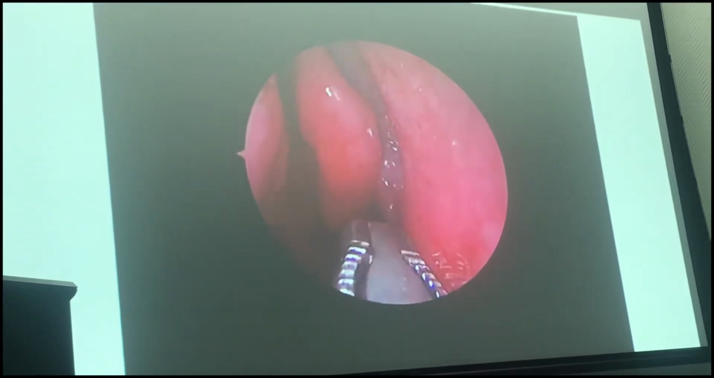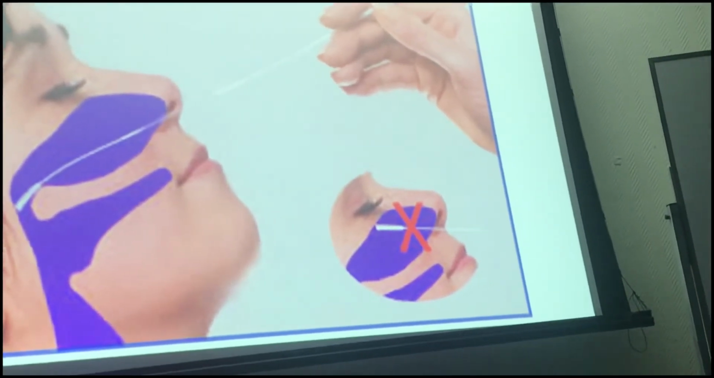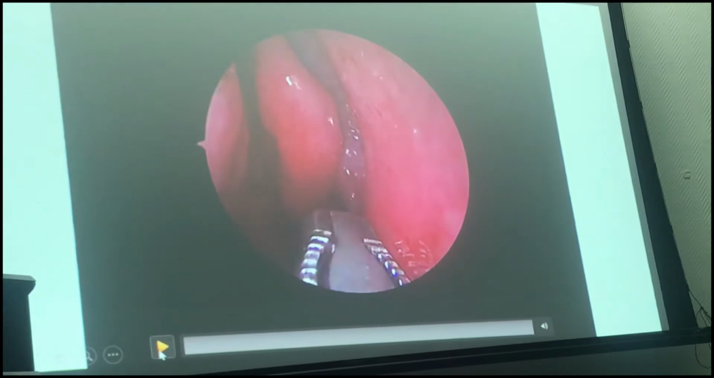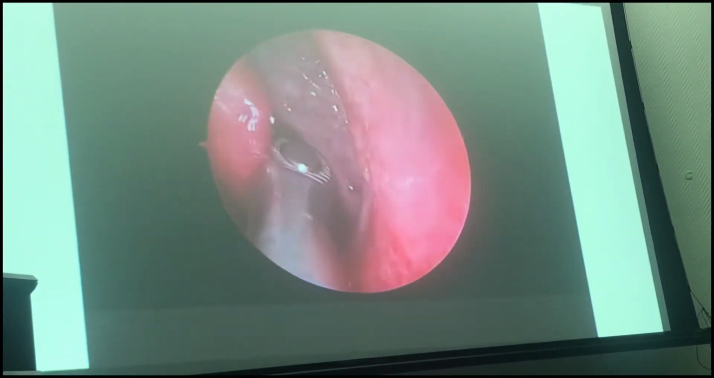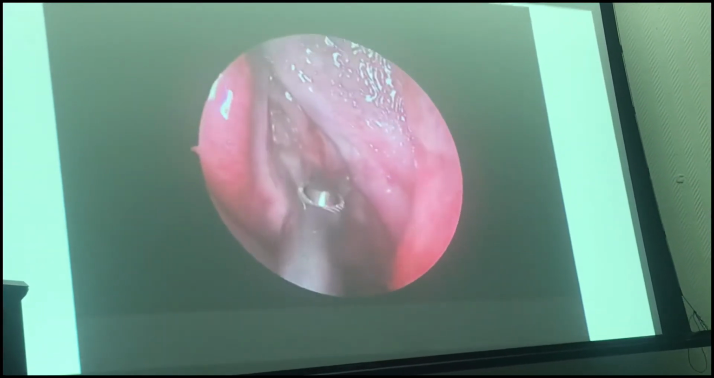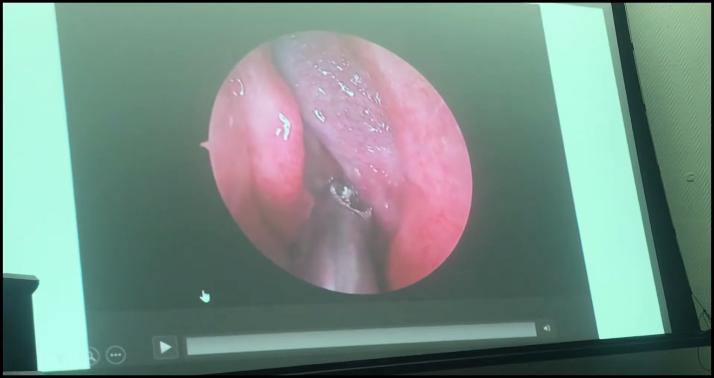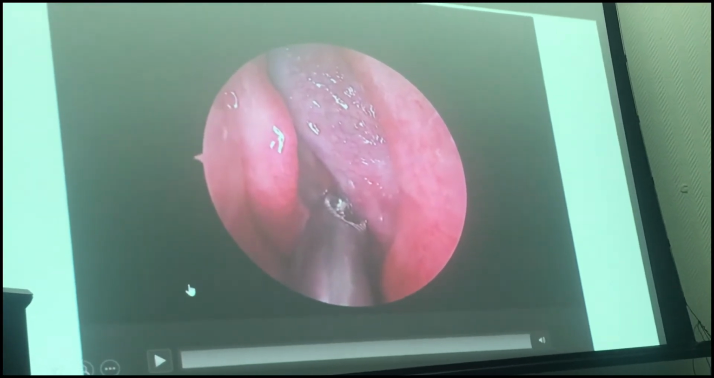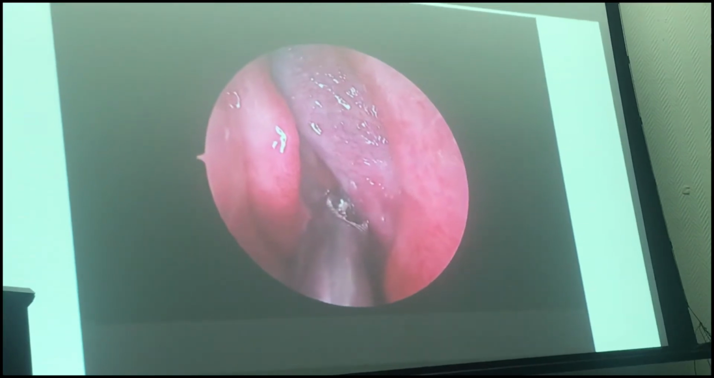If you go up like in the picture down there, it will go to this area, and you will face resistance. This is the middle meatus below the middle turbinate, and you will get some cells, but the sensitivity is much lower than the nasopharynx.